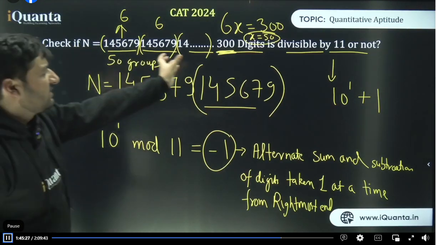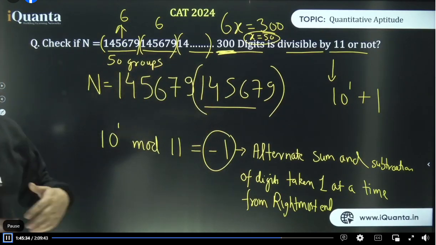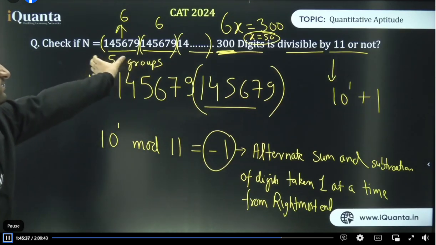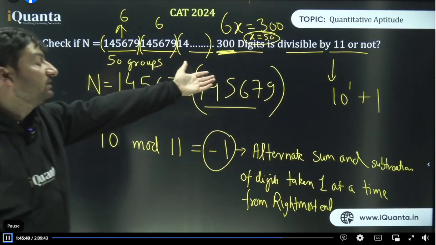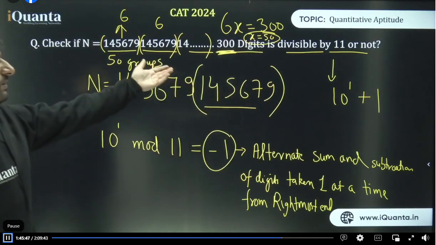Okay, this is a number of 300 digits. In this number I can see that 1 4 5 6 7 9 is repeating every time. So that means this unit of 6 digits, 1 4 5 6 7 9, is repeating every time. I have to make a total of 300 digits. Every such set has 6 numbers, so the same set of numbers will keep repeating until I have 300 digits.